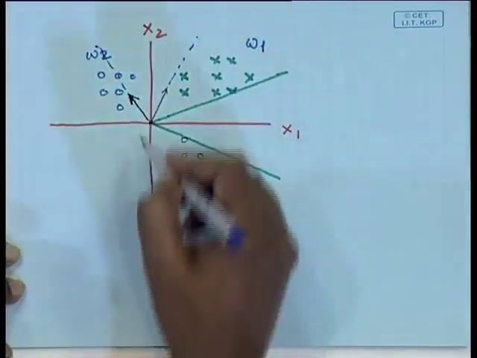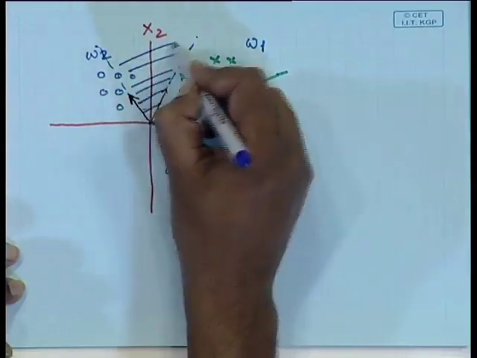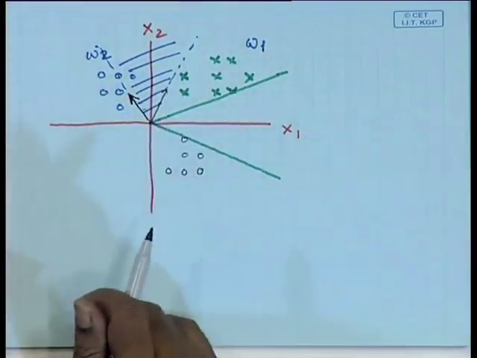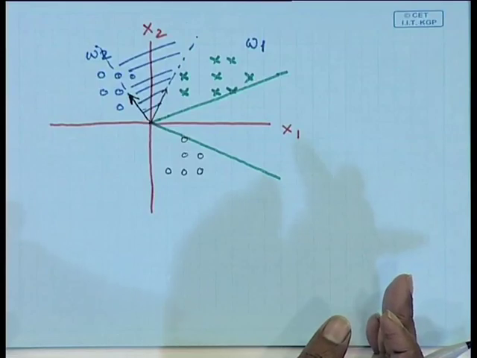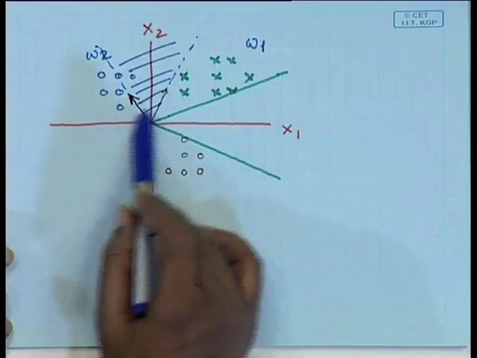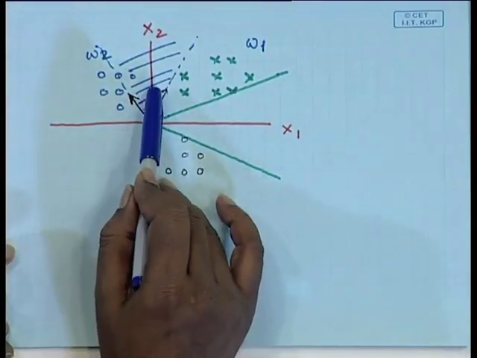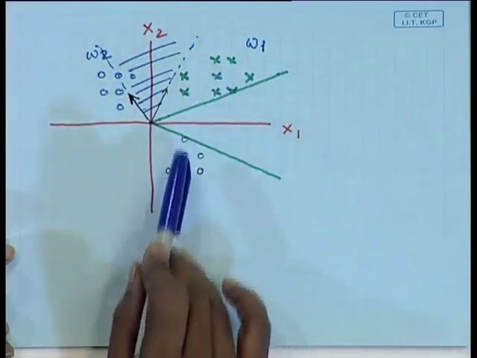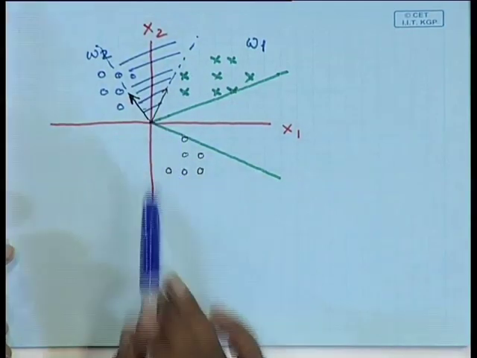So, I have a conical region like this, where if the weight vector is within this conical region, any one weight vector within this conical region is going to serve my purpose. Once I know this, I call it the solution region. Any weight vector within this solution region will classify all the samples in omega 1 and all the samples in omega 2 properly.